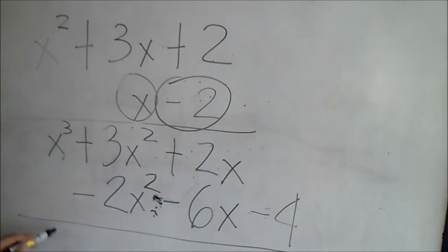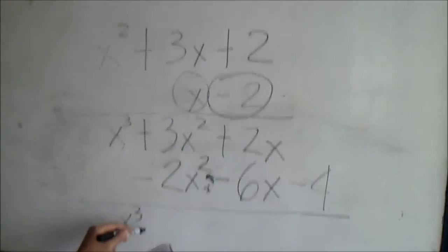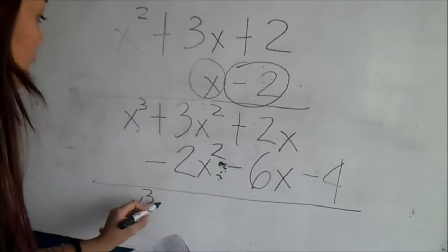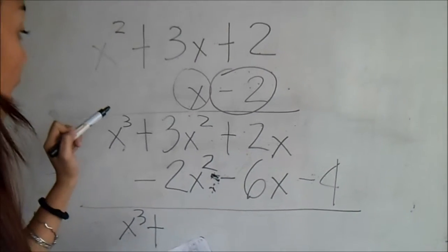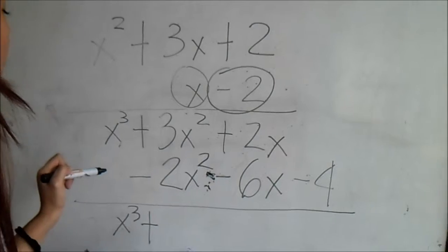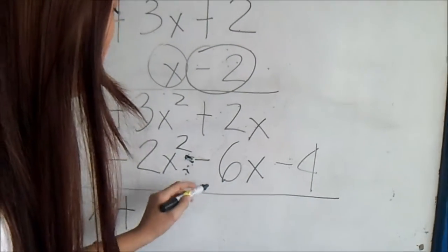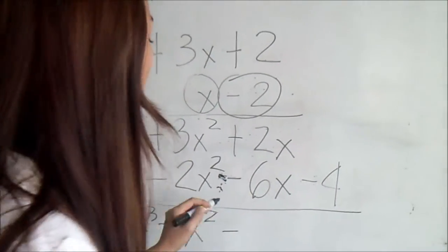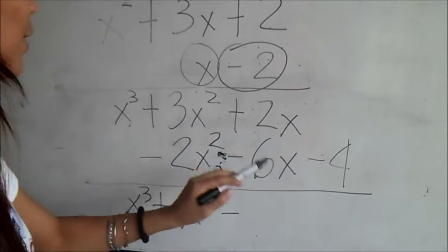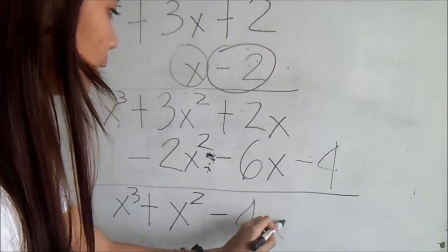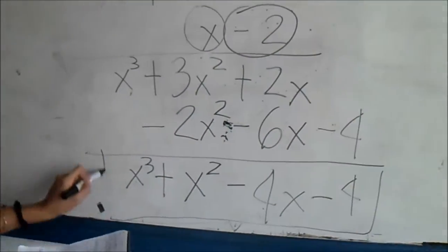The answer is, bring down the x cubed, then copy the sign of the larger number, which is the 3. So plus, then 3x squared minus 2x squared equals x squared. Then minus, 2x minus 6x equals 4x. Then bring down the negative 4. So this is the final answer.